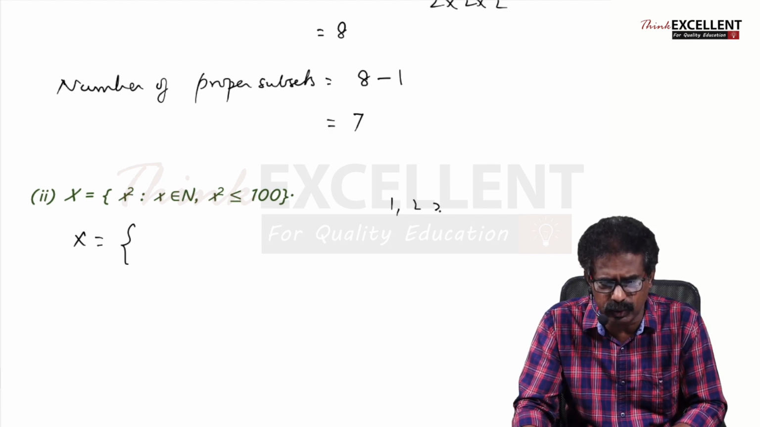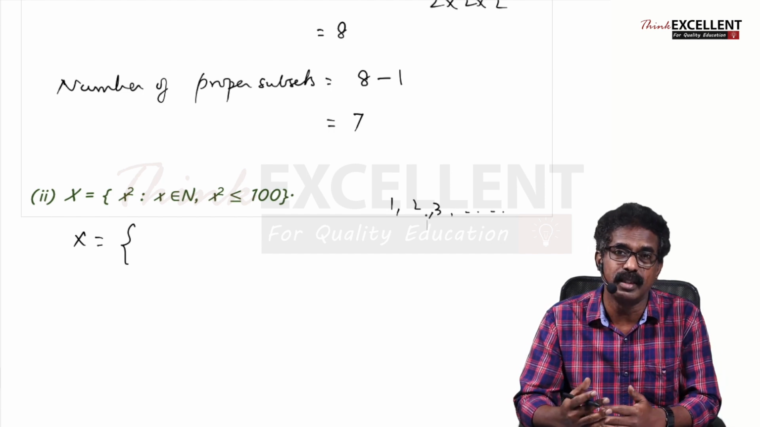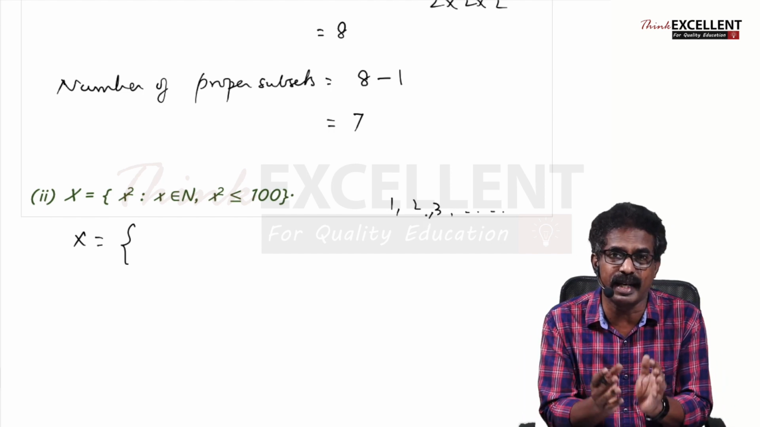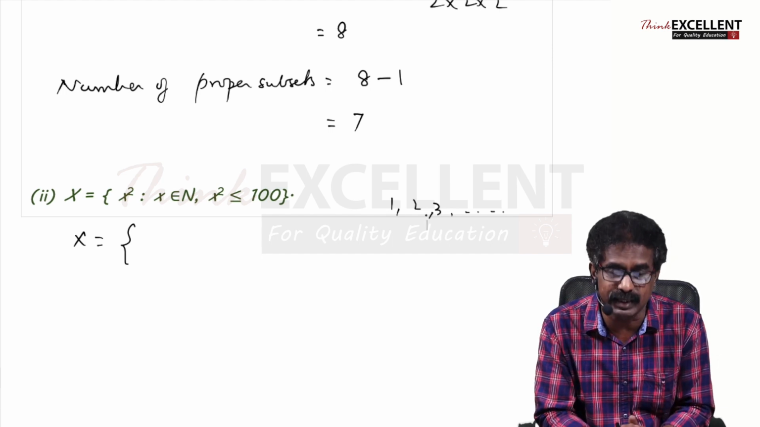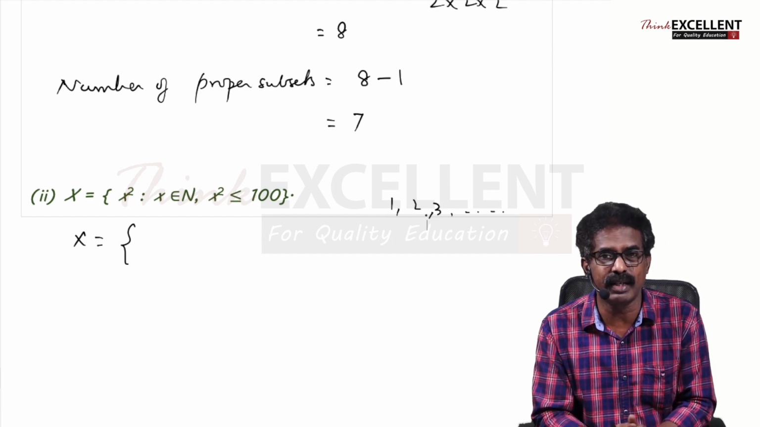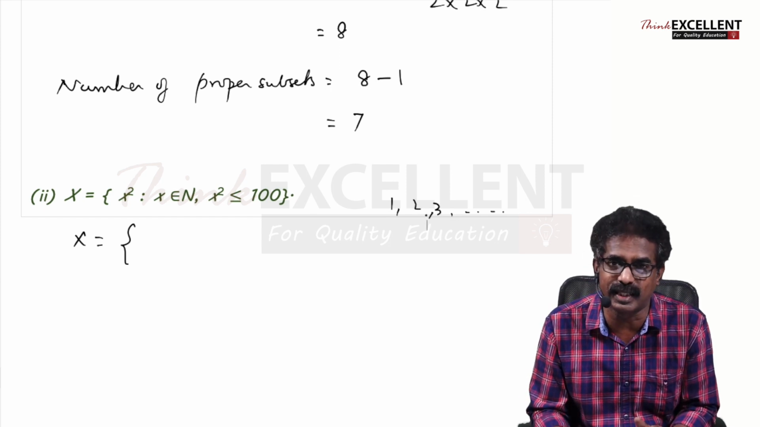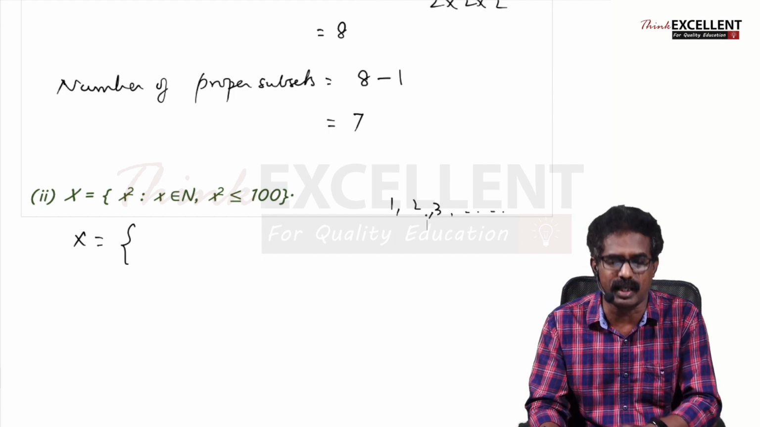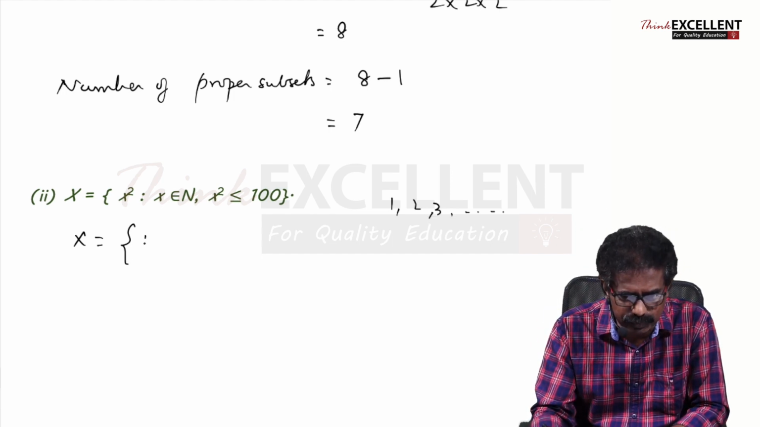Natural number means 1, 2, 3, 4, etc. You keep on giving like this and you square it. When you square, you will get some answer. If I take 5, 5 square, what are you getting? 25. And that answer must be less than or equal to 100. If I take 15, 15 into 15, 225, it is more than 100. You cannot take that. So from 1 onwards, you start. If you take 1, 1 into 1, 1, so you can take it.